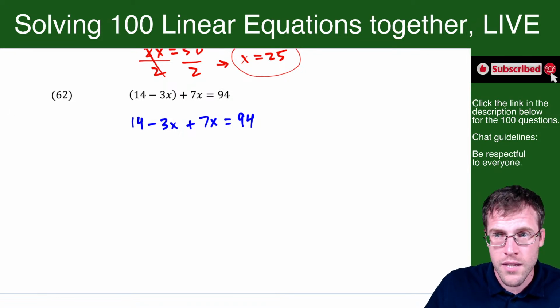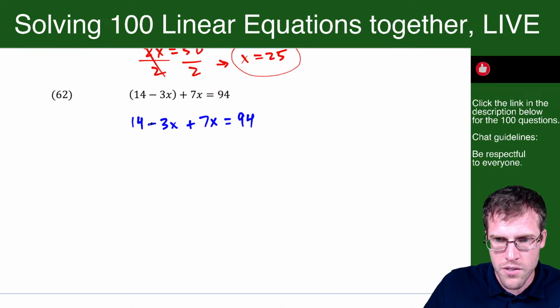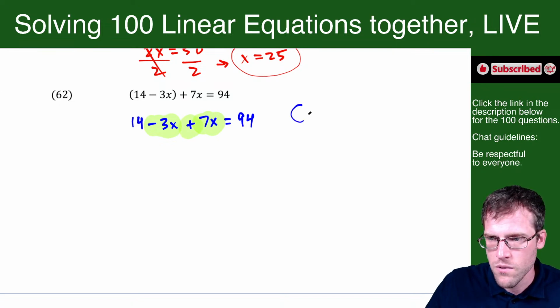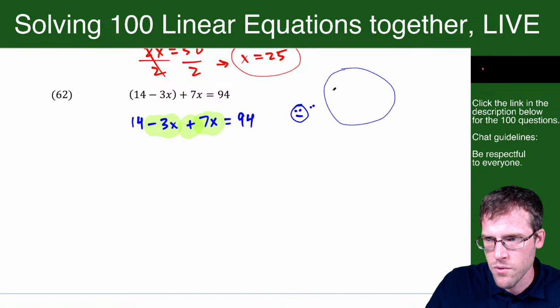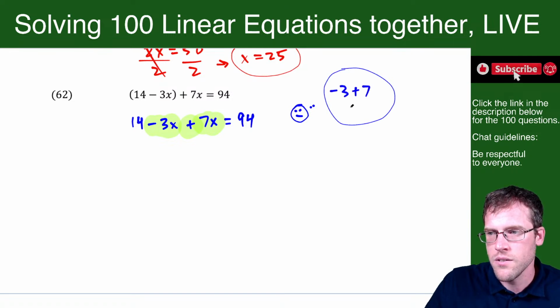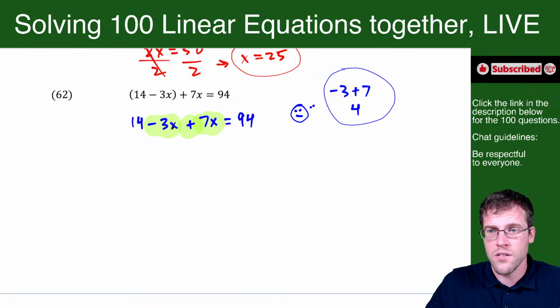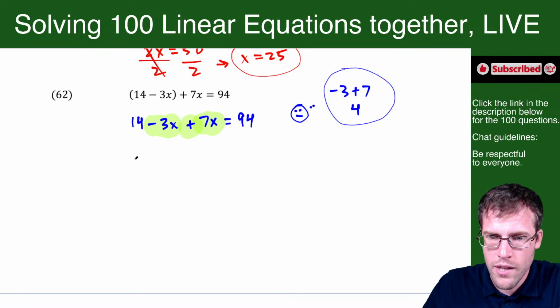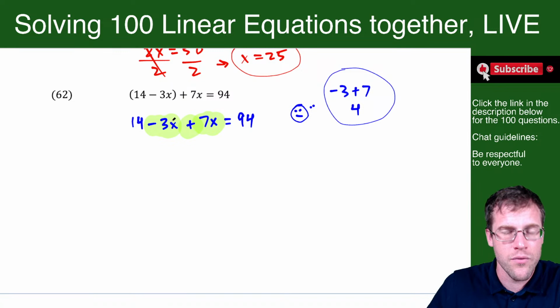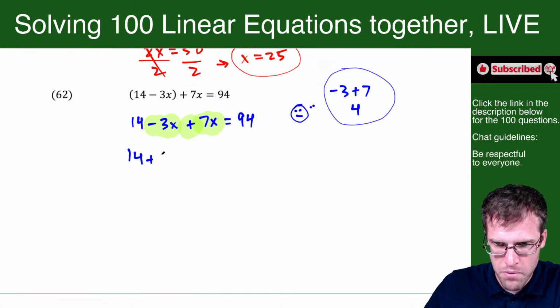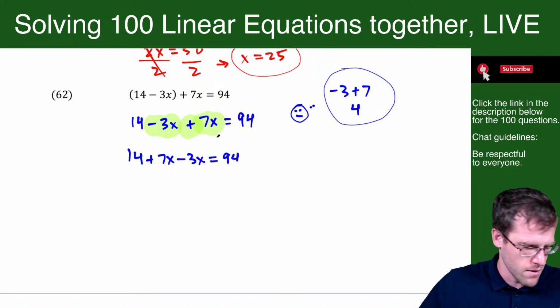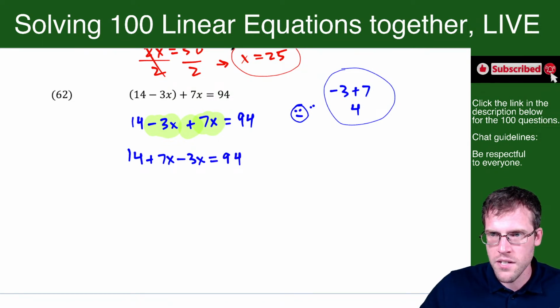Now one thing to be on the lookout for is this part, the minus 3x plus 7x. When you're combining these two, just think of this as doing negative 3 plus 7 is positive 4. So these make 4x. You are allowed to use the commutative property of addition. You could even say 14 plus 7x minus 3x equals 94. This is allowed. If this makes it easier for you, then think of the question like this.